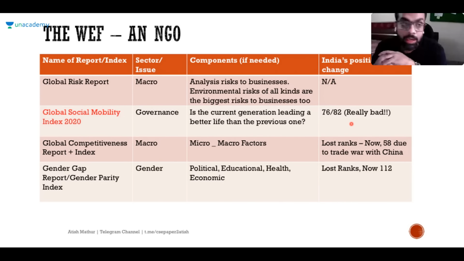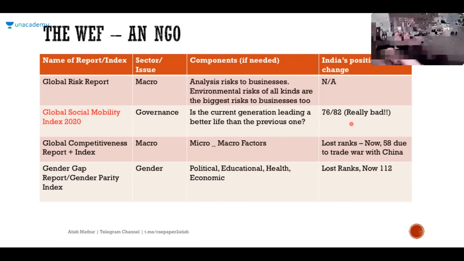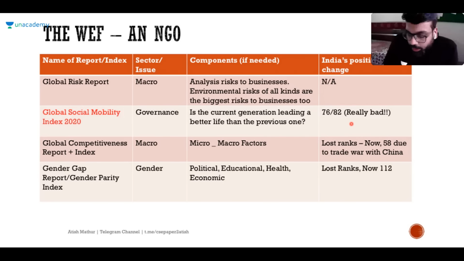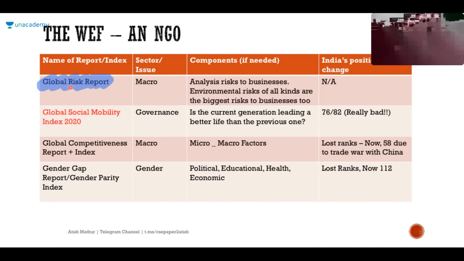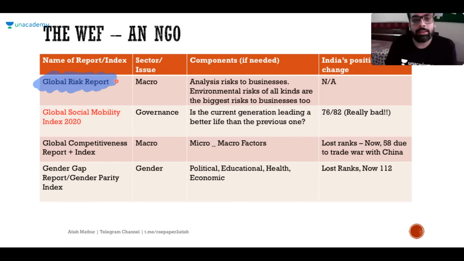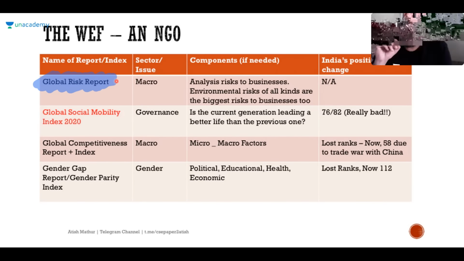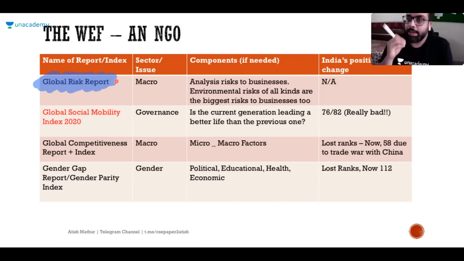Now, the World Economic Forum has four very important reports and indices, and we must answer them as and when needed. Okay, we first start with something called the Global Risk Report. Now, the reason I'm telling you this is because it is tricky. Most people would think global risk would mean risks to businesses, risks to humanity. The actual answer is it's a macroeconomic report, and it basically analyzes the risks to businesses.